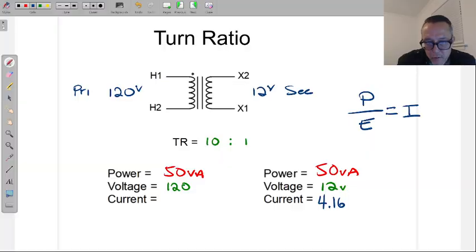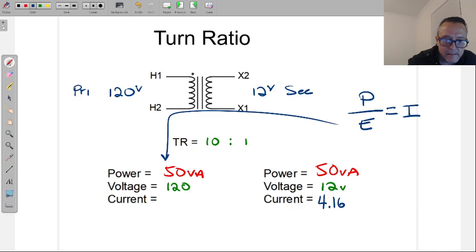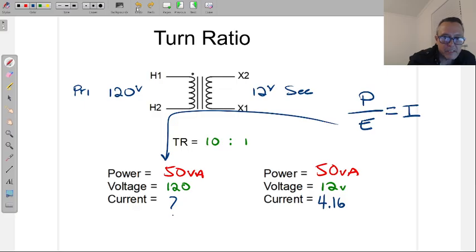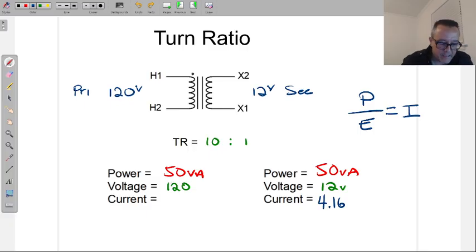And now you can do this one of 2 ways. Either you can do Ohm's law again to figure out this amperage, or you can divide this by the turn ratio, because this current is going to be 10 to 1 of the 4.16. But let's not do it that way first. Let's do just straight Ohm's law. In other words, let's take 50 and divide it over 120. And if you look at your calculator, you'll notice the number is .416. Right? It's 10 to 1 of that.